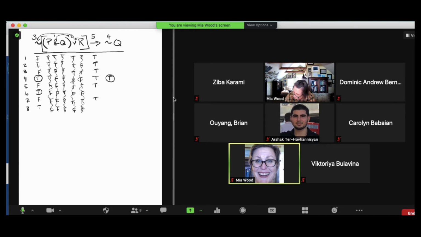Row 6 is true, right? The atomic sentence Q is true, which means that not Q is false, which means that row 6 is false. And then lastly, right, Q is false, which means not Q is true, which means that the conditional is true.